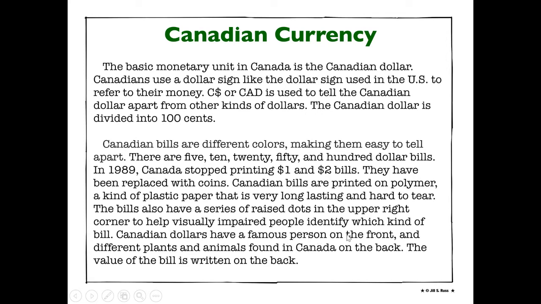Canadian dollars have a famous person on the front and different plants and animals found in Canada on the back. The value of the bill is written on the back. So the Canadian bills are on a polymer type of paper. They are different colors. They have a famous person and plants and animals on them.